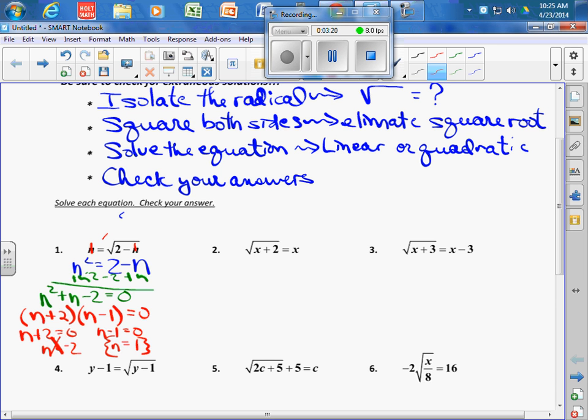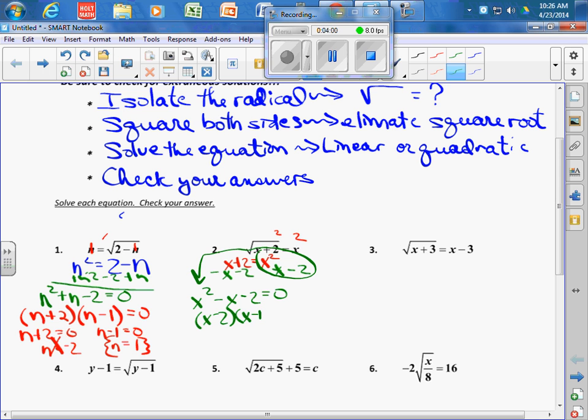In number 2, I have the radical isolated. I need to square both sides. So I'm going to have x plus 2 is equal to x squared. Now, 0 on one side. I have x squared. A, in that case, is already positive. I'm not going to subtract x squared from both sides. I want that leading coefficient to be positive, so instead of subtracting x squared, I'm going to subtract x from both sides, and I'm going to subtract the 2 from both sides. This I'm going to bring over to the left side, so I have x squared minus x minus 2 is equal to 0. X minus 2, x plus 1 equals 0.